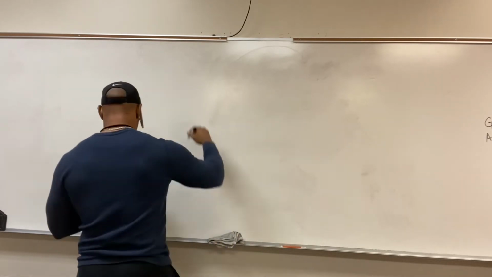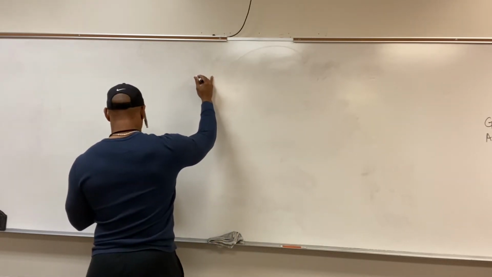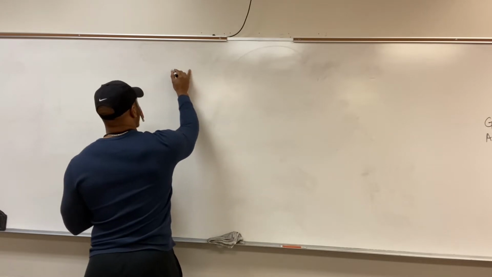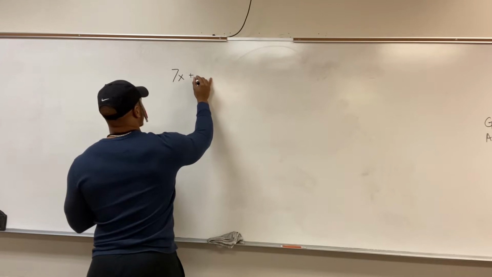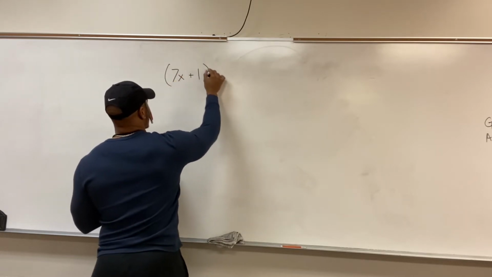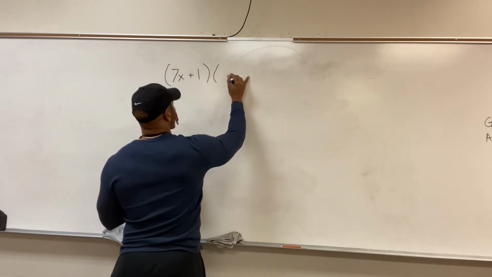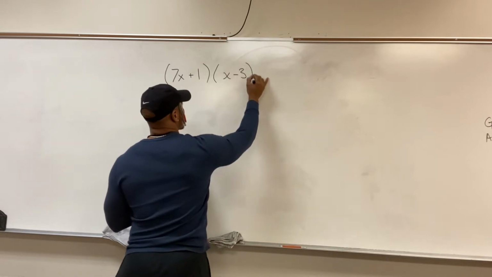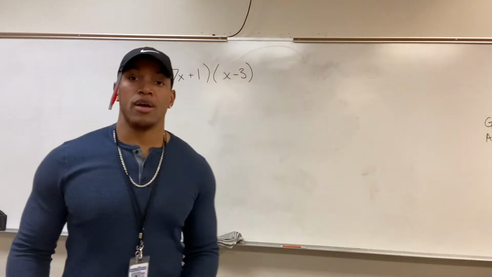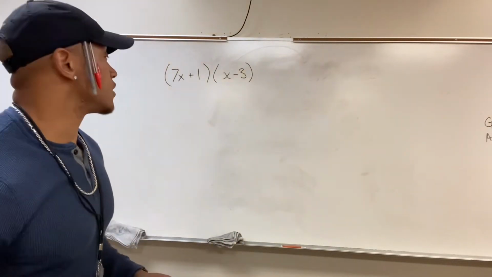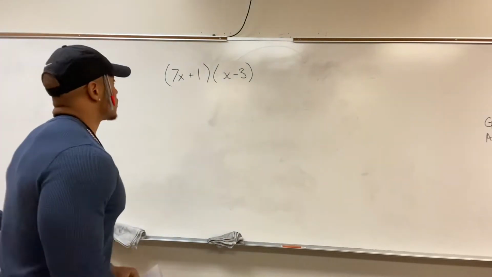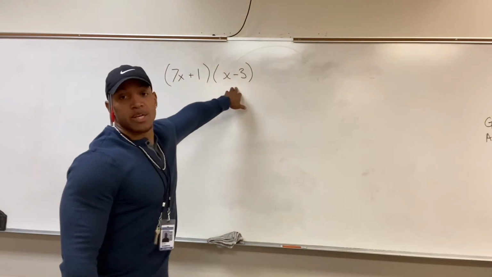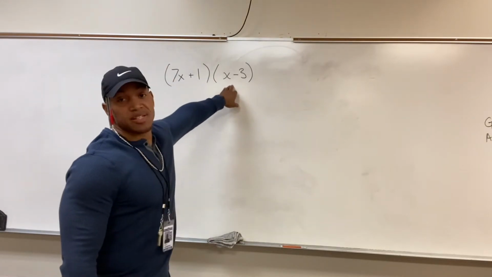Okay, so again, we came out with 7x plus 1 and x minus 3 for our final answer. But we want to factor this even further and find the zero so that we can put this in a graph, okay? So right here, x minus 3 is already good, so I just need to find the zero for that one.